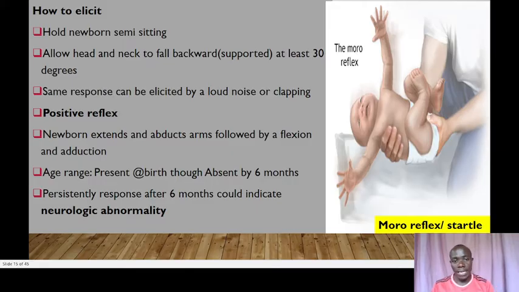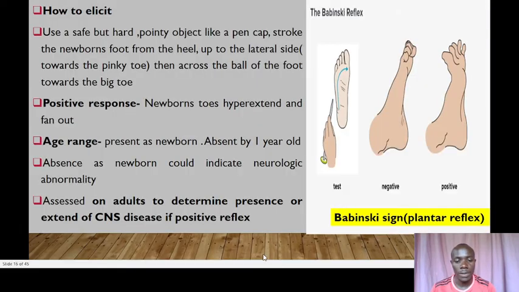So when there is a persistent response after 6 months, it could indicate that there is a neurological abnormality. What about the Babinski reflex? This is the second one. It's also referred to as the plantar reflex. In this kind of reflex, you use a safe but hard pointy object like a pen cap. So you stroke the newborn's foot. This one is on the lateral aspect towards the pinky toe.